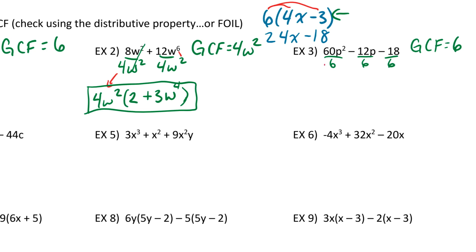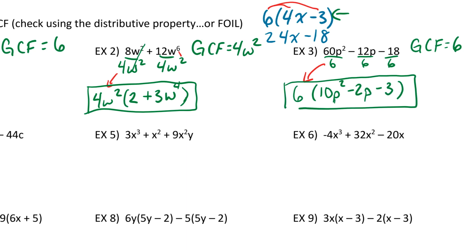So remember, that means the 6 is just going to come outside, big parentheses for our division. We do 60p squared divided by 6, so 60 divided by 6 is 10. P squared just comes down. Negative 12 divided by 6 would be negative 2. P just comes down. Negative 18 divided by 6 would be negative 3. And that would be our answer.